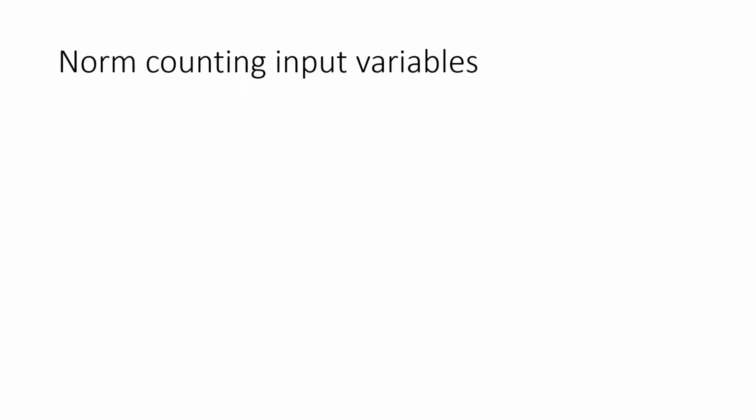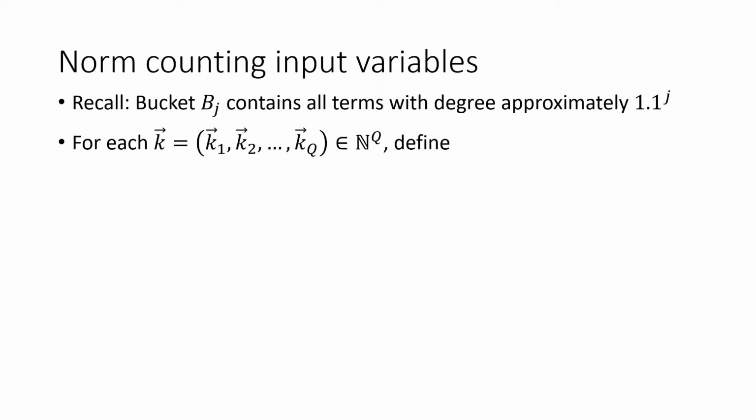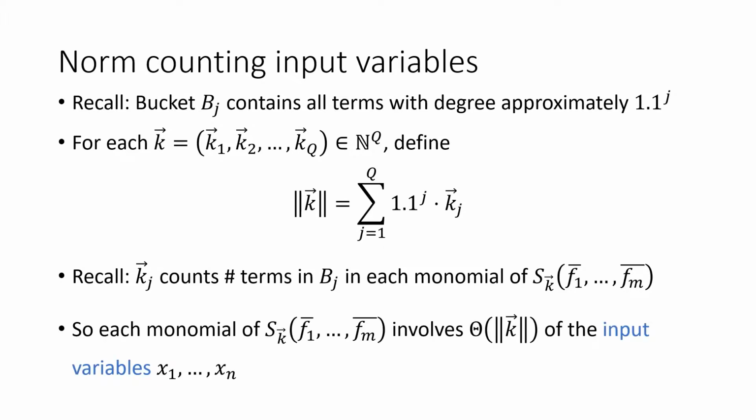Now let's return to proving that our restriction preserves the expectation of our function f. Remember, bucket j consists of terms of degree roughly 1.1 to the j. For a vector k, let's define the norm of k to be the weighted sum of its coordinates, where the jth coordinate is weighted by 1.1 to the j. Remember the meaning of this vector k. The coordinate k sub j counts the number of fi bars from bucket j that participate in each monomial of sk. So the way we've set things up, this norm counts the number of underlying input variables that participate in each monomial of sk.